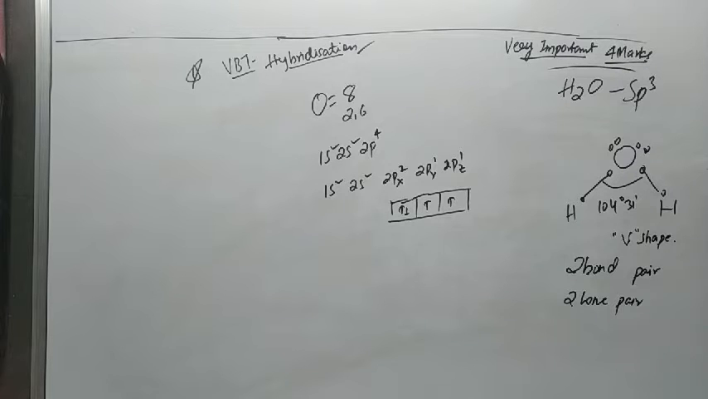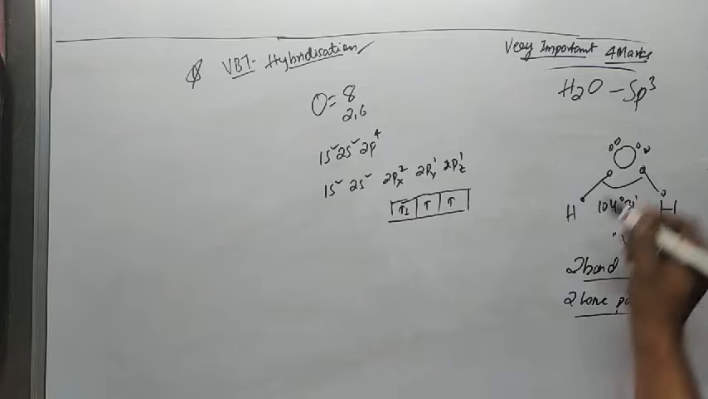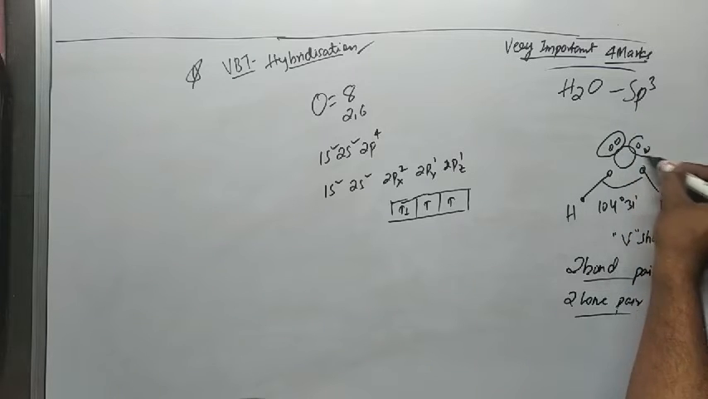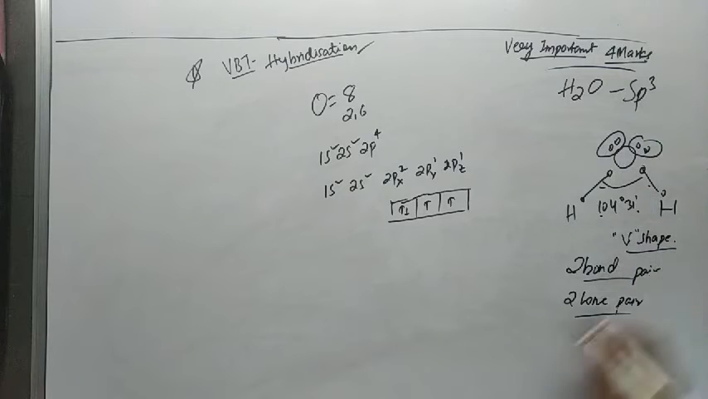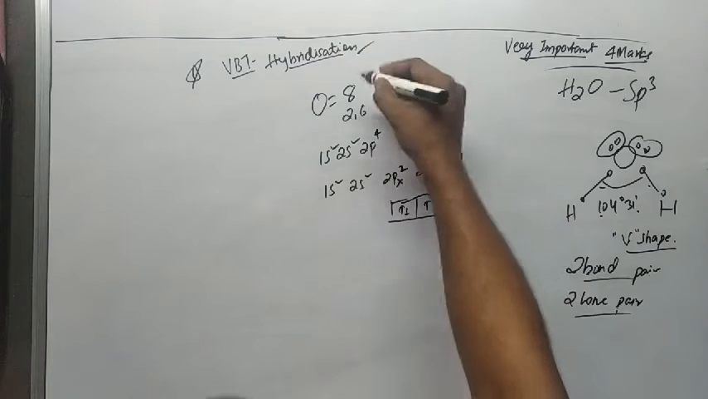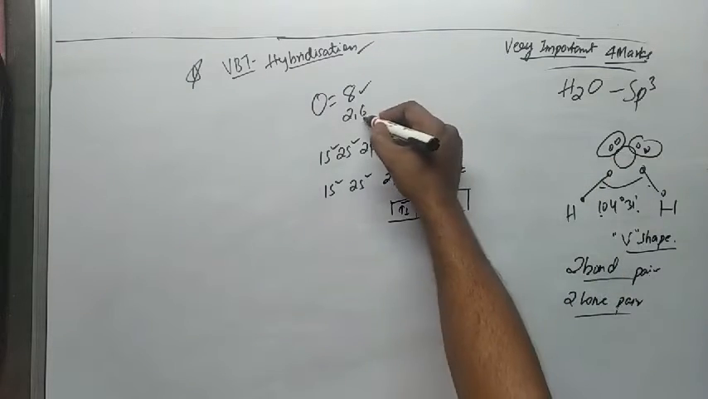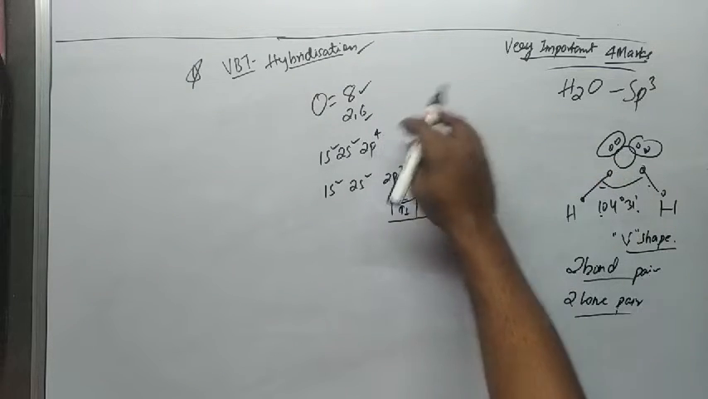Now we have to find the strength between the bond pairs and the lone pairs. Here you can see these two are the lone pairs and these two are the bond pairs. The angle is 104 degrees 31 minutes and the shape is V shape. The atomic number of oxygen is 8, so it has 6 electrons in the last shell. This is the electronic configuration.